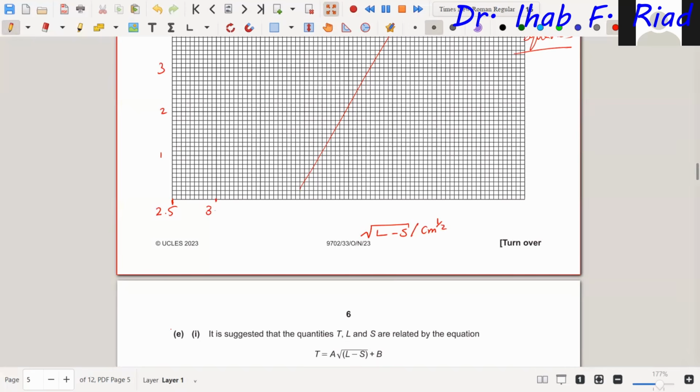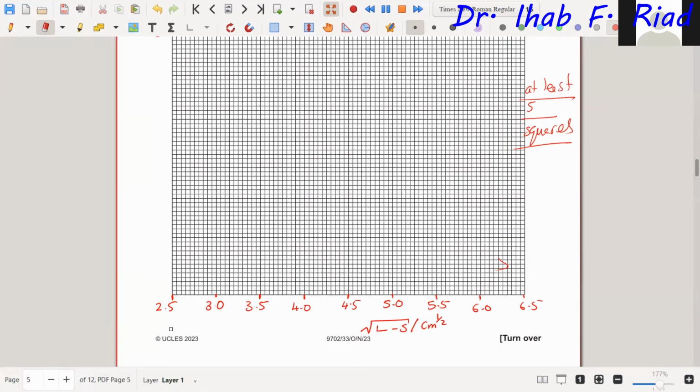The other is going to be 3. What is the next one? 3.5. The next? 4. 4.5. 5. 5.5. 6. 6.5. So we are going to get our values something like in this area. So we are good in the x-axis. Okay.